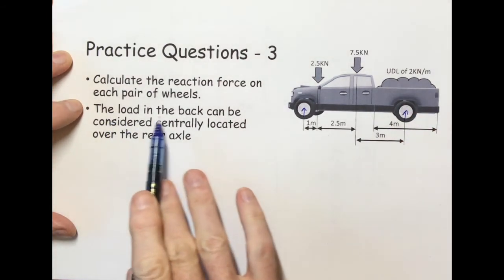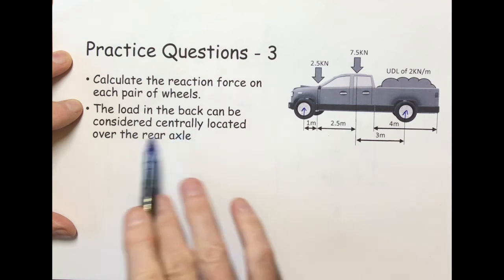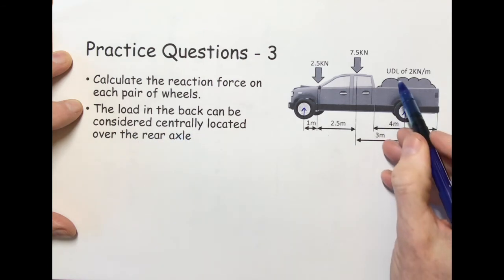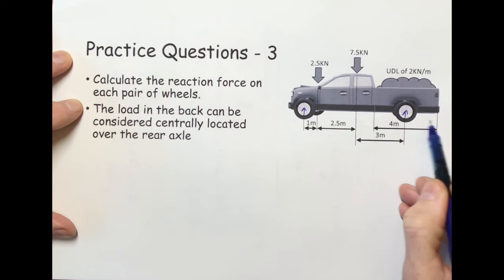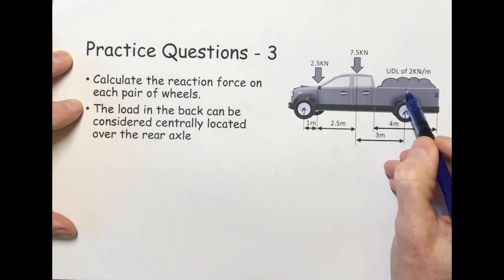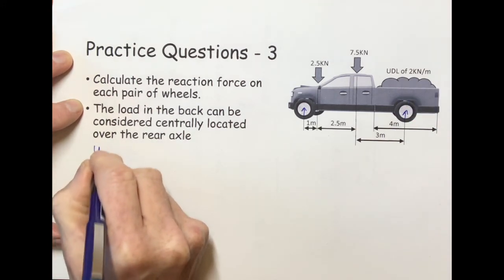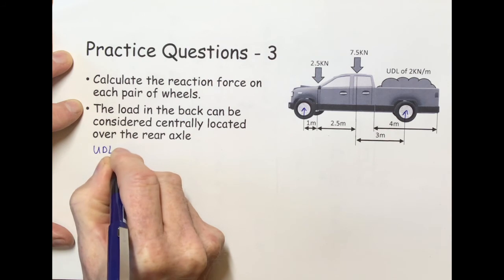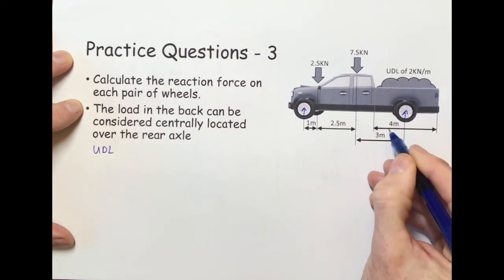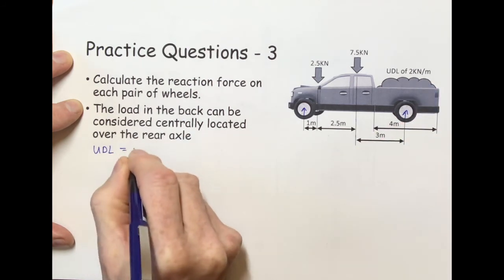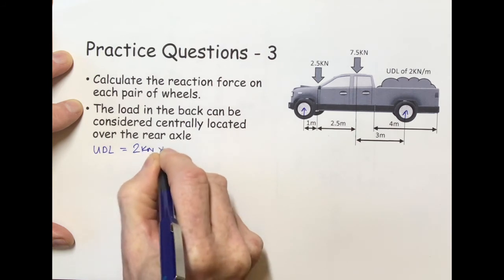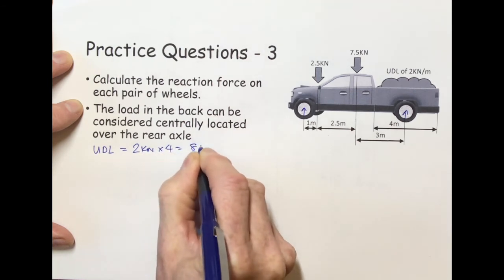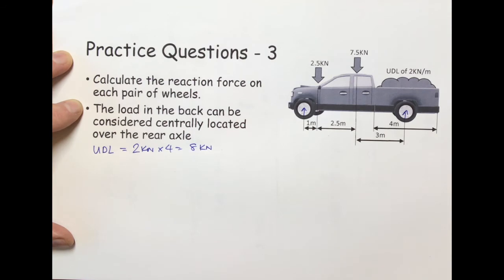And it says the load in the back can be considered centrally located over the rear axle. So it's a uniformly distributed load over 4 metres, and the middle of the load is considered to be right over the axle there. So we can say for UDL, it's going to be 2 kilonewtons per metre over 4 metres times 4 equals 8 kilonewtons. We'll keep all the calculations in kilonewtons on this particular one.